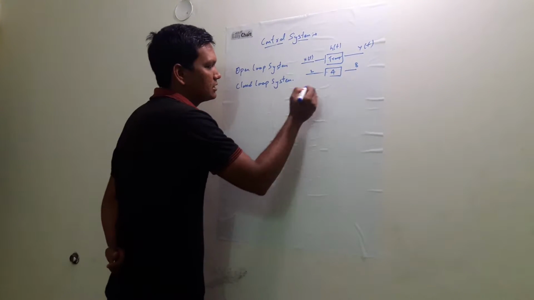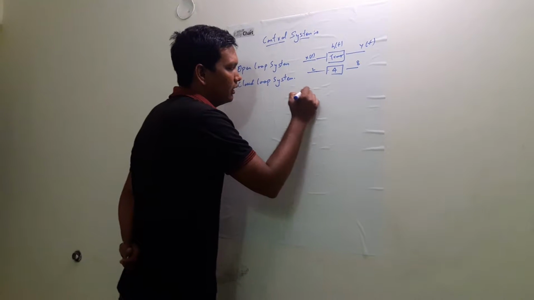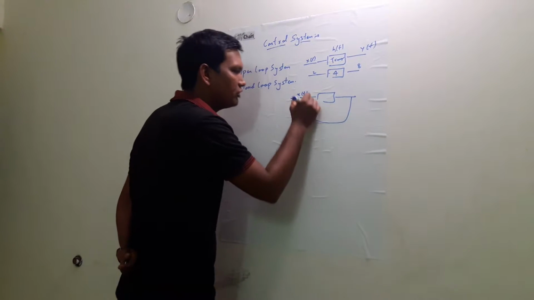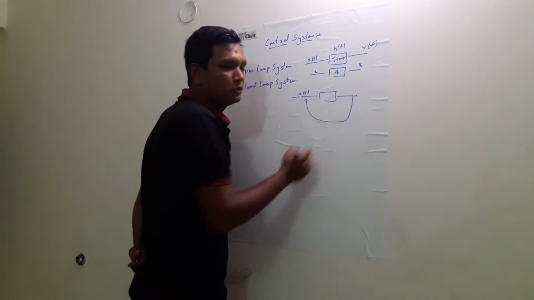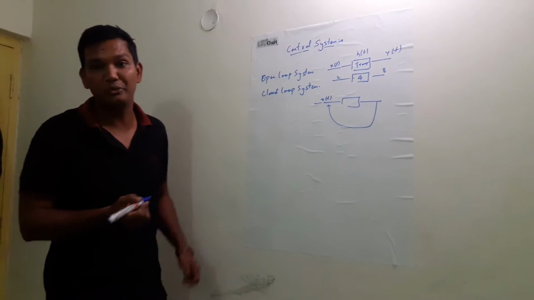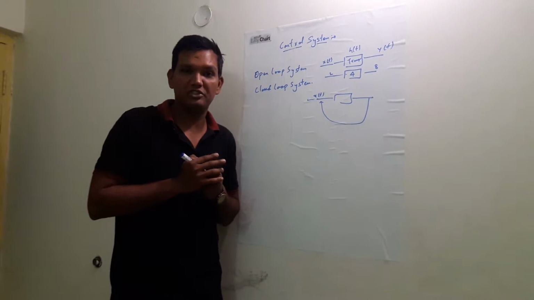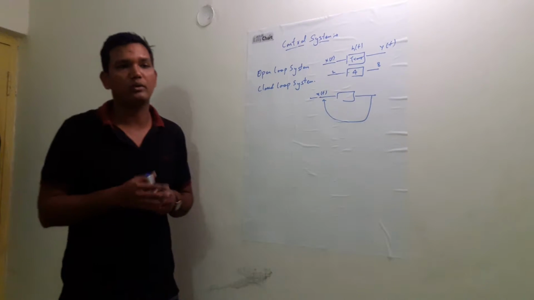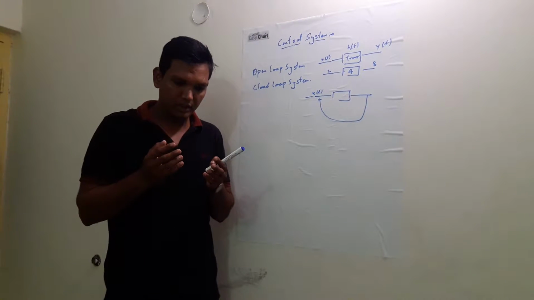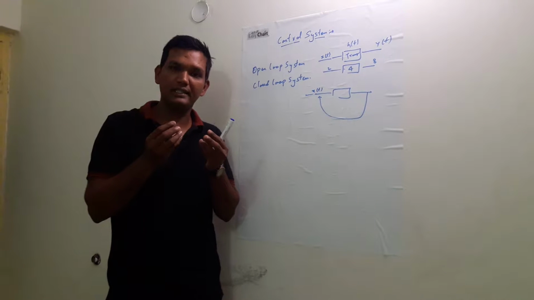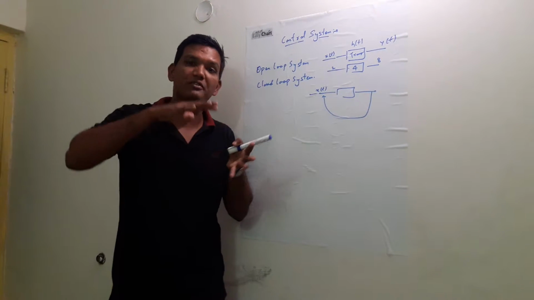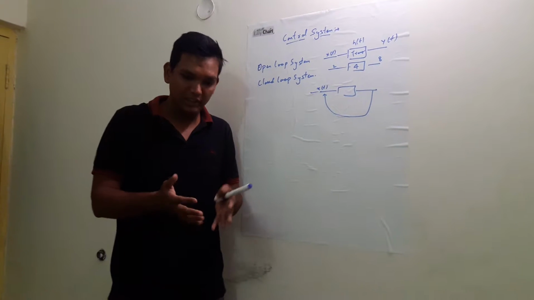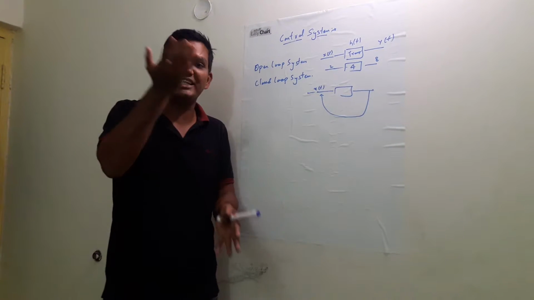There is another kind of system where some fraction of the output travels back to the input side. To understand that, take the refrigerator in our home, or the AC. It's a very good example. Nowadays, if the room is very hot, the AC will increase the cooling. If the room is too cold, it will do the vice versa, right?